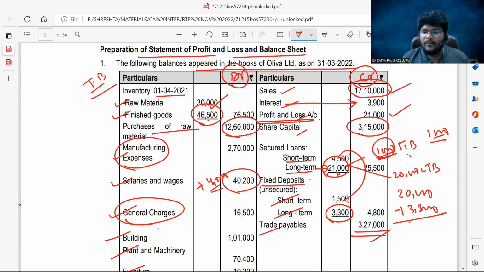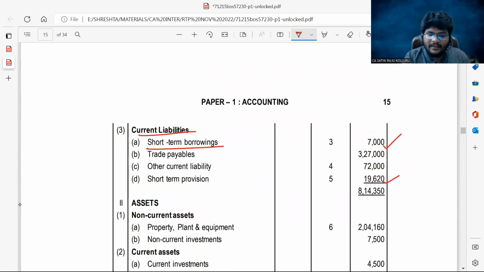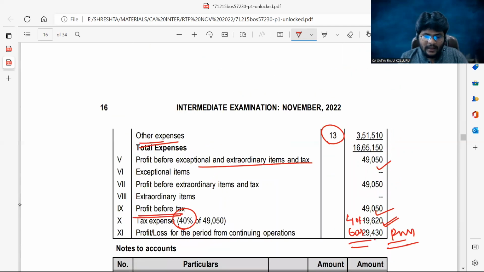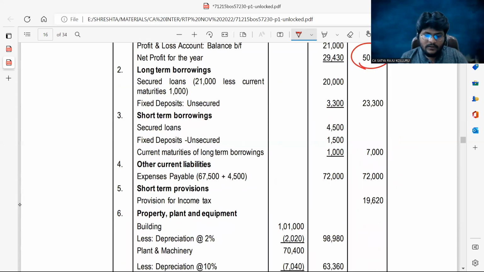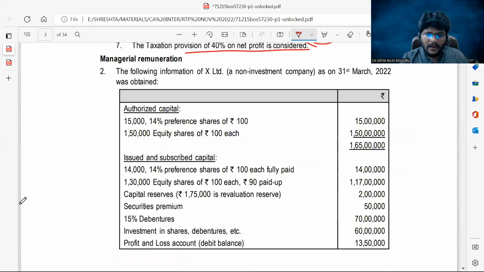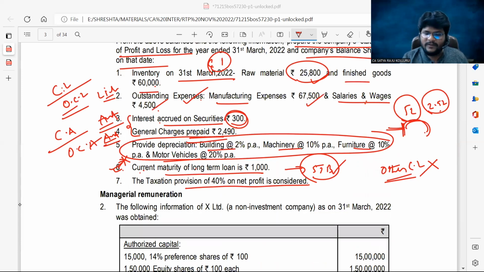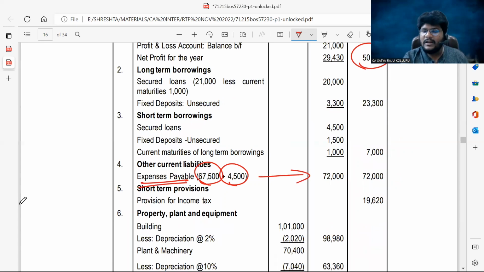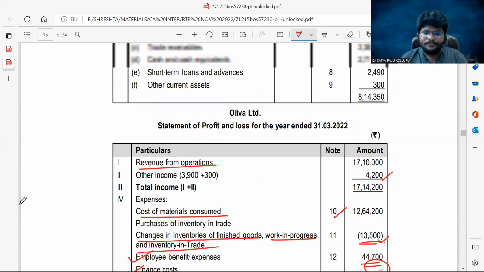Next, other current liabilities. So many things will come. Outstanding expenses, where you need to show them, that is under other current liabilities. If I open note number 4, all are outstanding expenses only. I'll show here, just a second. Expenses payable, which are manufacturing expenses. Just come down. Yeah. Outstanding manufacturing expenses 67,500, 4,500 outstanding salaries and wages. Those were shown under other current liabilities. That is all about current liabilities, guys.